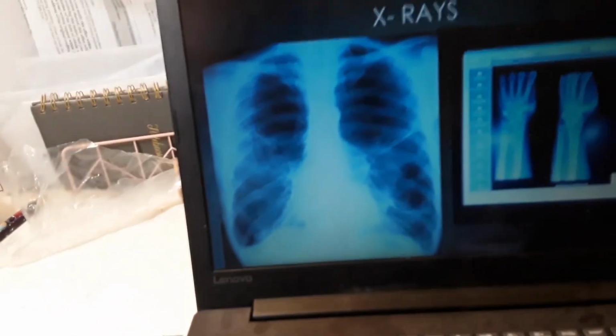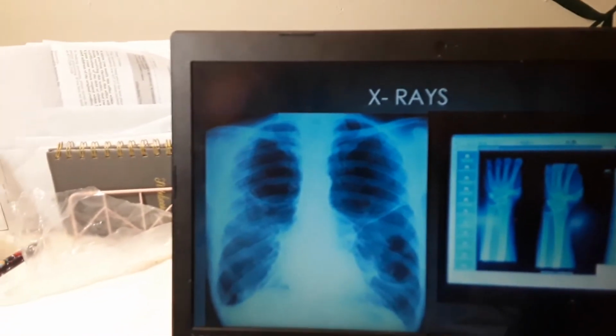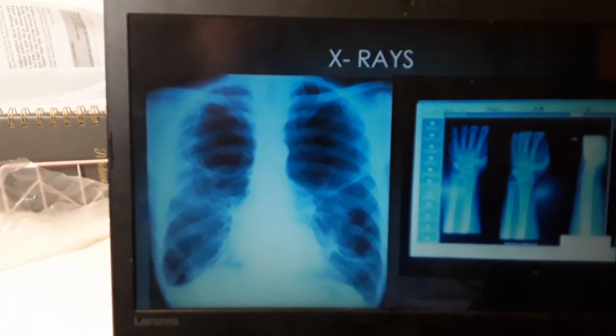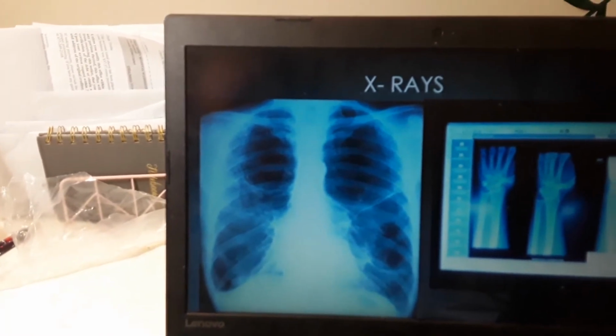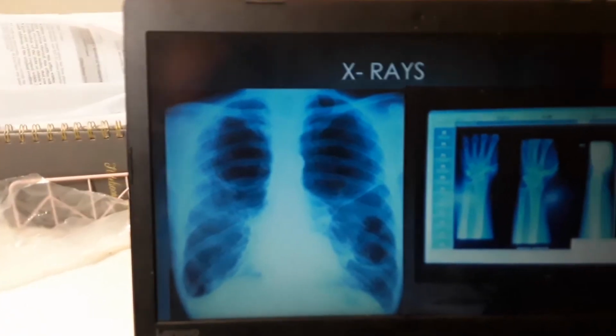X-rays can be used to sterilize medical equipment, kill tumors, and treat cancer. Those last two uses of X-rays are known as X-ray therapy.